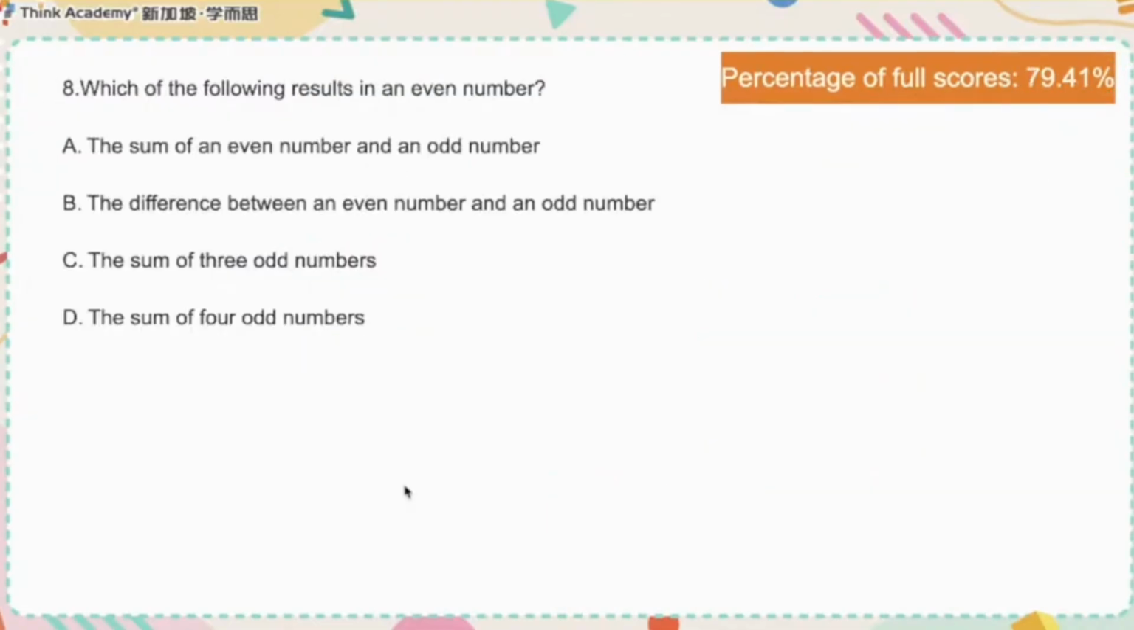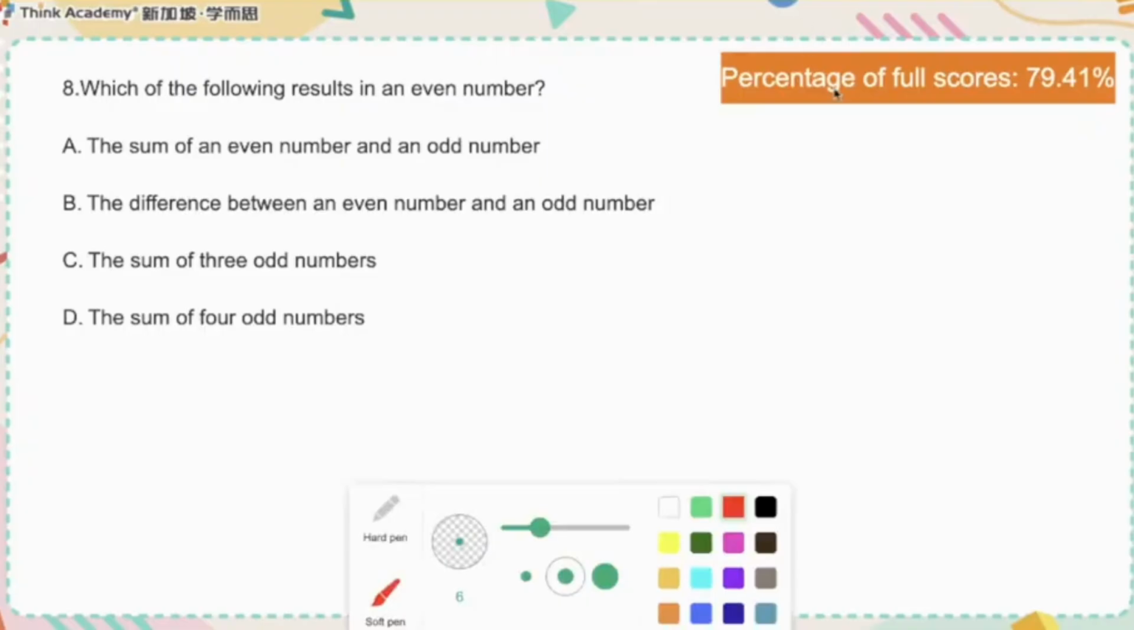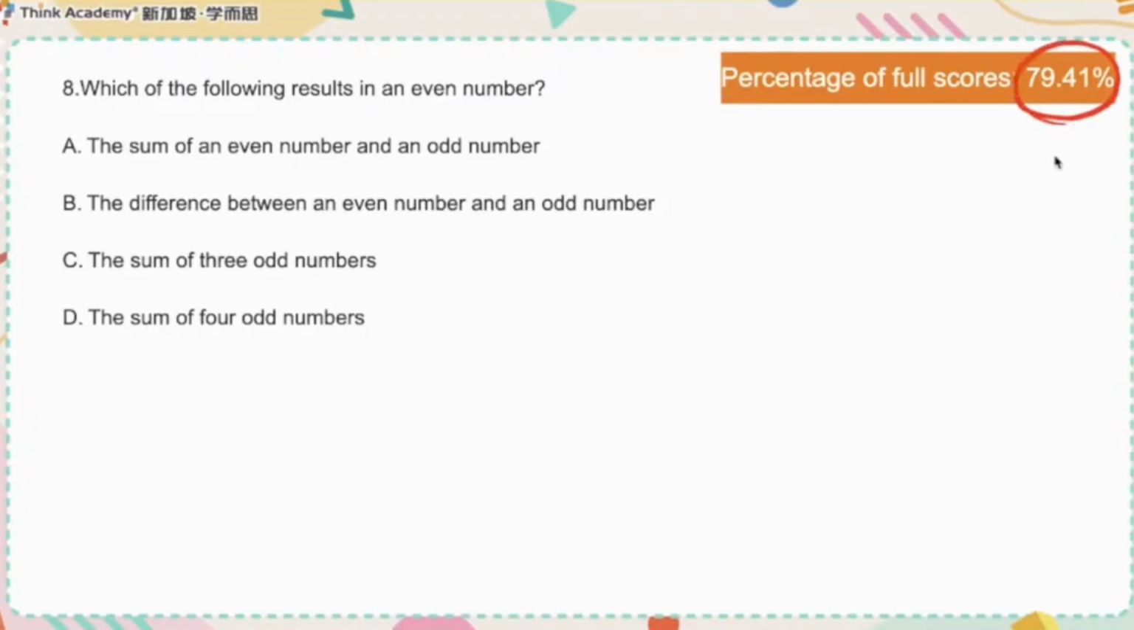Then this time, let's take a look. The question 8. This question, the percentage of 4 scores is 79. Also not bad. As for this question, which of the following results is an even number? Everyone, what does it mean by even number? Even number is just like a twin, right? So, for example, 2, 4, 6, 8, or like 10. They are even numbers, okay?